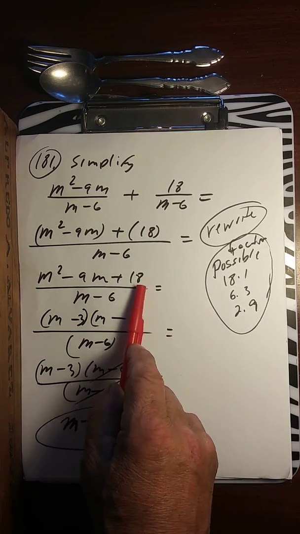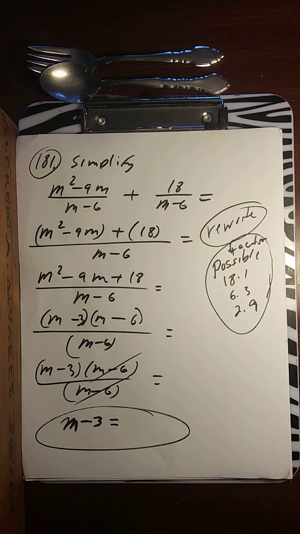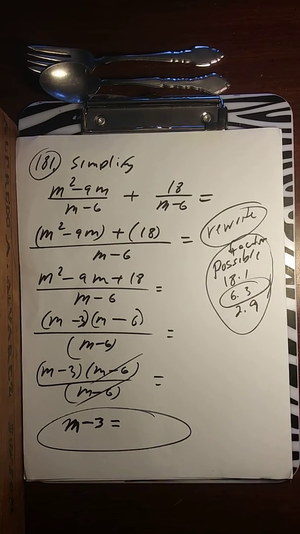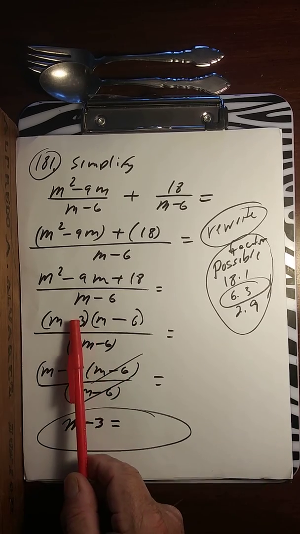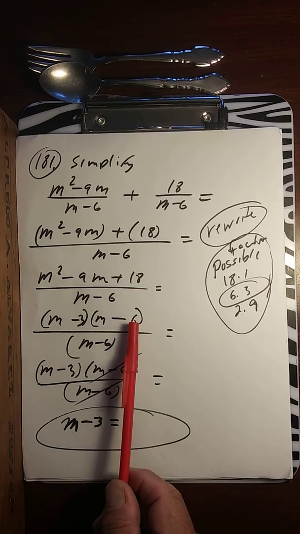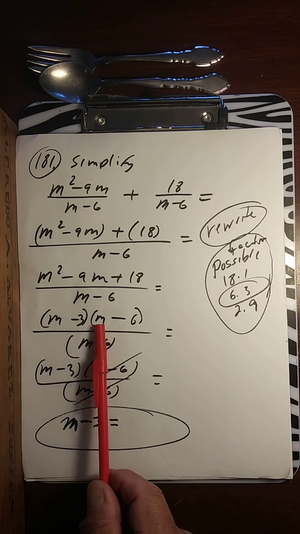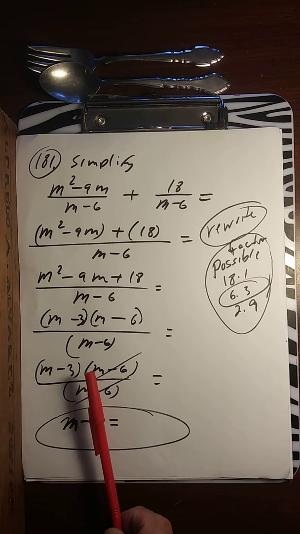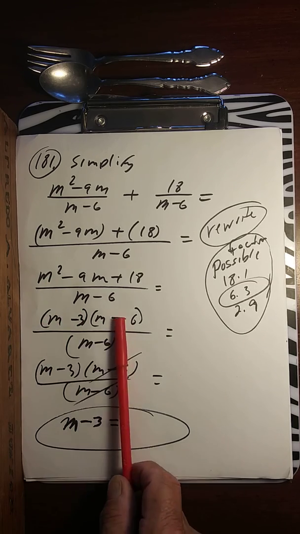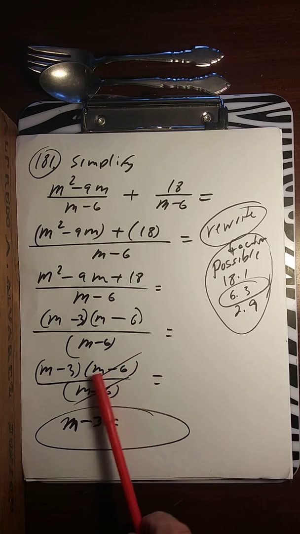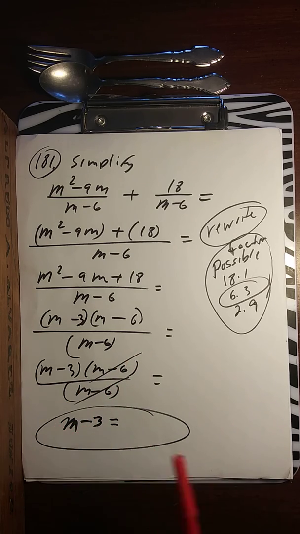And I'm going to factor this one here. 18 is going to be all these possible numbers. We're going to go with the 6 and 3. That one. Alright, so minus 3 and that's going to be 18, yes. And that's going to be minus 9. And that's m squared. So we have, copy it again, and these are matching, so they're gone. So what's left over is n minus 3.